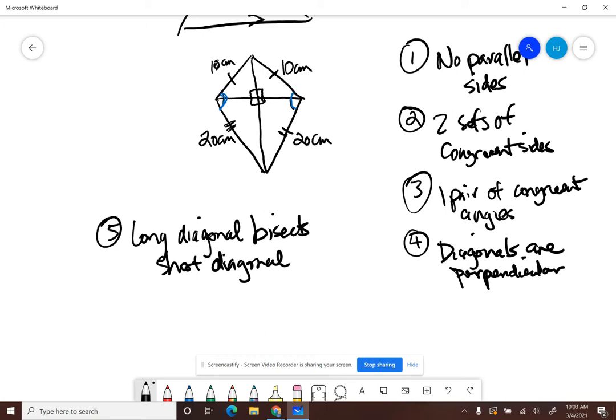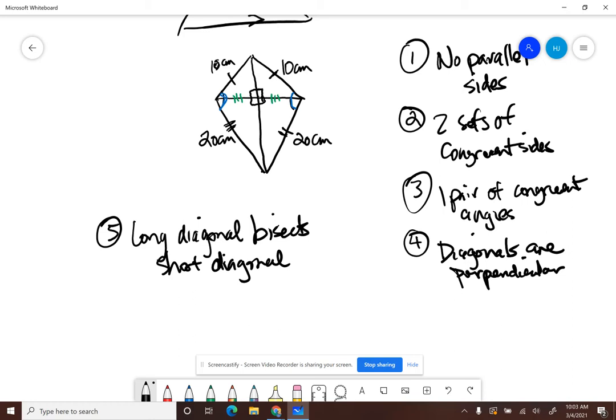So what that means is that whatever this is, then this is also the same exact thing, okay? So again, the long diagonal bisects the short diagonal. So we've already come up with 5 different things here that's happened with this one little figure, all right?